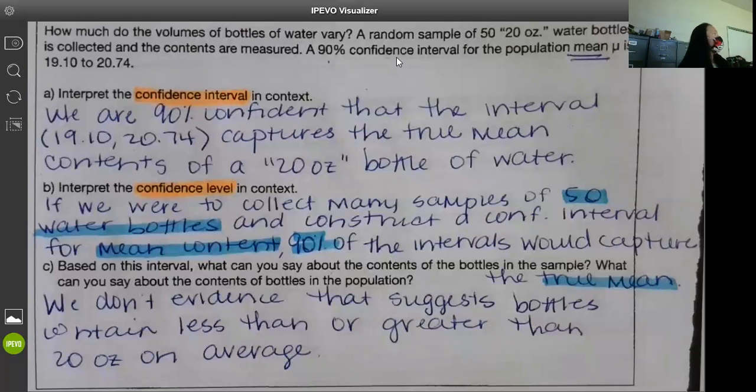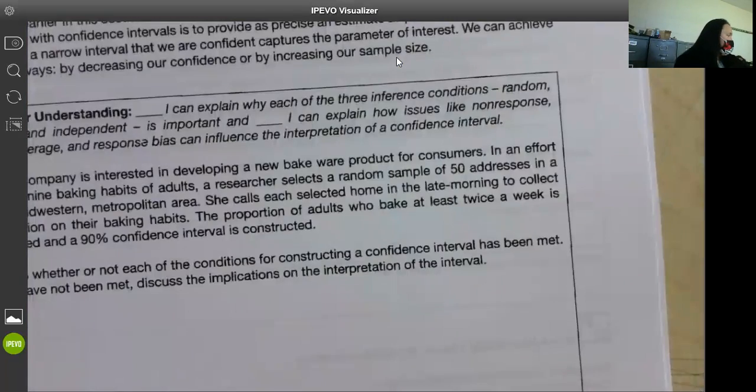And you're absolutely right, because the 20 is inside of the interval. If our interval was 18.10 to 19.74, we could have evidence to claim that they do not contain 20 ounces. Got it? So the average is not in the interval, so it is plausible that they are incorrect or false advertising 20 ounce bottles. Got it? Okay. All right, flip it to the next one.